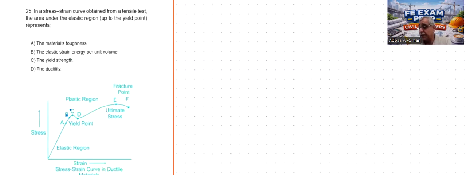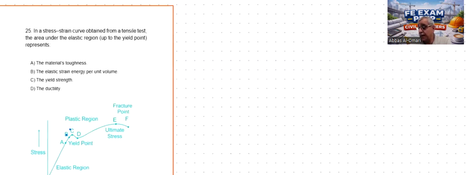Now the question says, in the stress strain curve obtained from tensile test, under the elastic region. So it should be the elastic strain energy. It should not be the area under the entire curve. It should not be the yield strength either. The yield strength is different, and so is the ductility. So the answer is B.